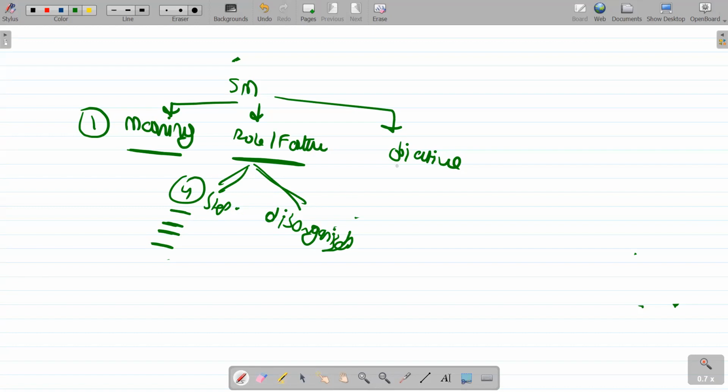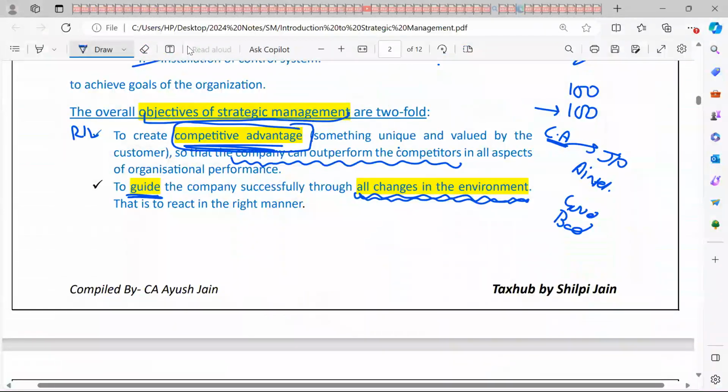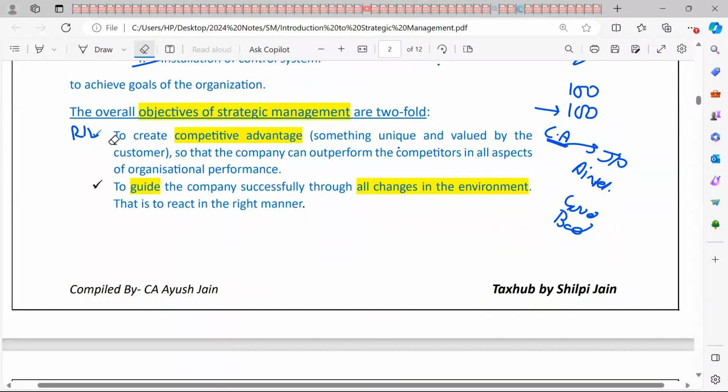And next thing we have seen, objectives. There were two objectives. Not only does the company want to achieve the goal, it also wants to create a competitive advantage. And next, it has to prepare the company in such a way that it can survive in all the environments. You only have to see this yellow part and you can easily remember everything.